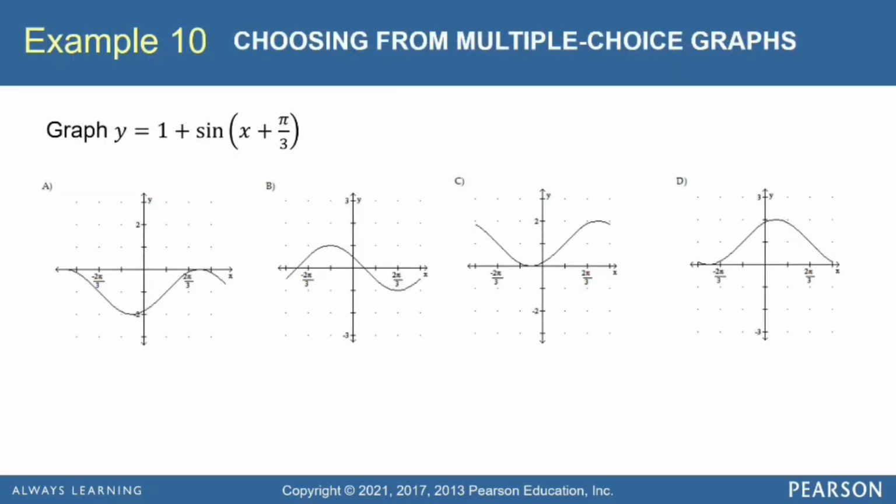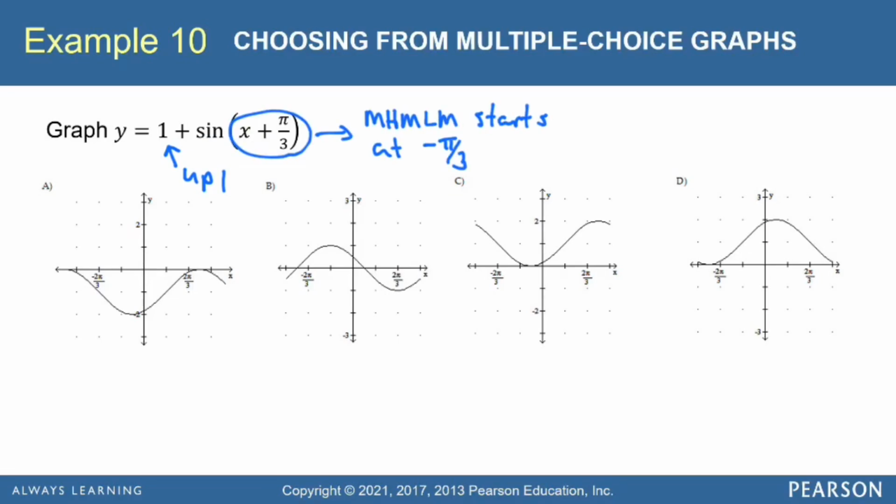Let's look at one together. So this is example 10, and it says graph y equals 1 plus the sine of x plus pi over 3. The first thing I notice here is that there's a vertical shift of 1. And then the next thing I notice is that we've got a phase shift here. Now b is 1, so the phase shift is just negative pi over 3. And we're looking at a sine function, so the pattern is going to be middle, high, middle, low, middle, but it's going to start at negative pi over 3.